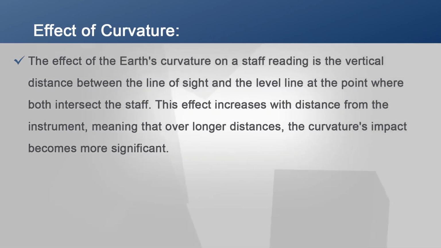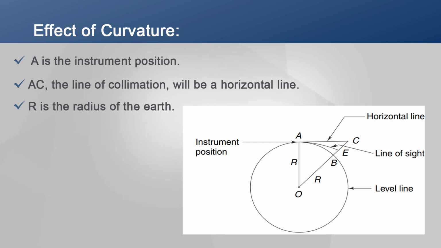Now, what is the effect of curvature? The effect of Earth's curvature on a staff reading is the vertical distance between the line of sight and the level line at the point where both intersect the staff. This effect increases with distance from the instrument, meaning that over longer distances the curvature's impact becomes more significant. Now, we will see the derivation of curvature correction.